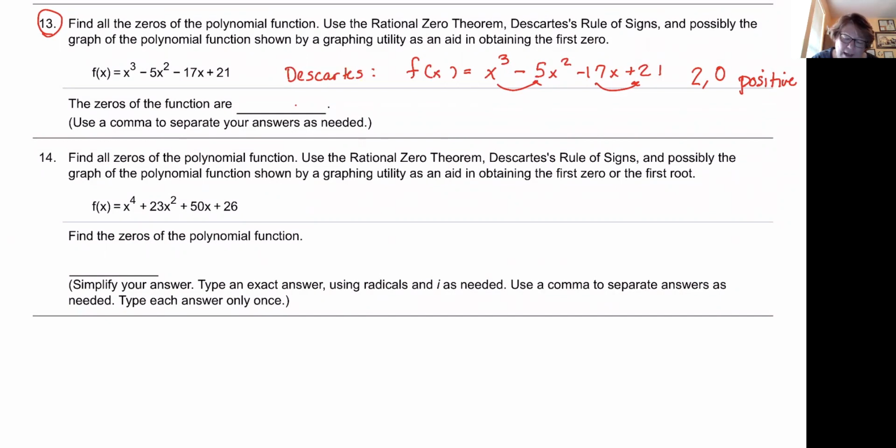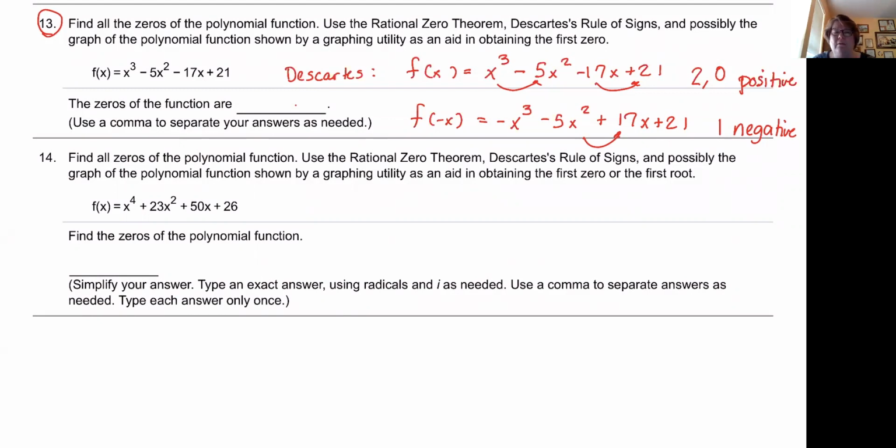Now let's look at f of negative x. And it looks to me like we have only 1 sign change. So I do know that one of my zeros is a negative number. I do not know that for sure.